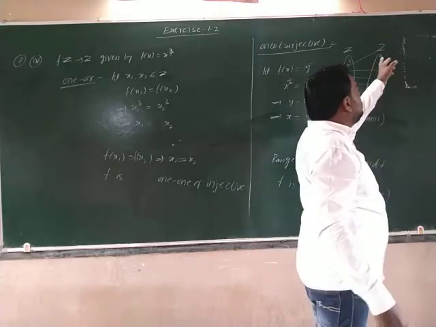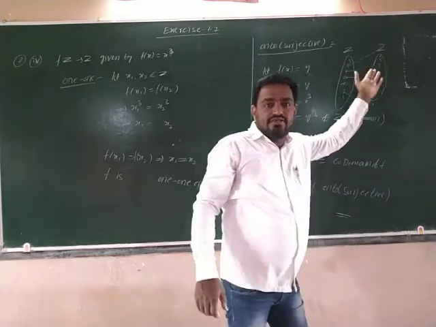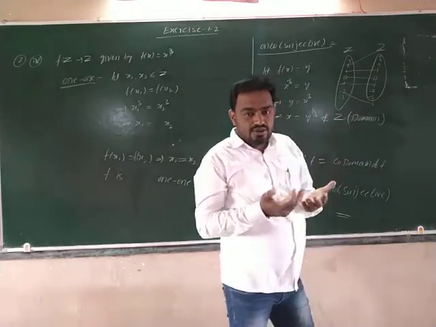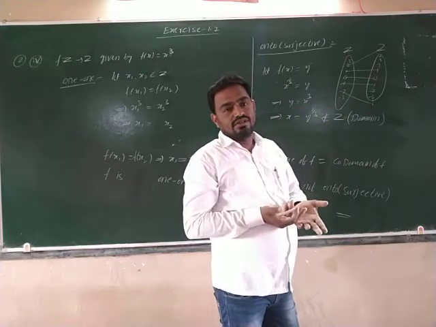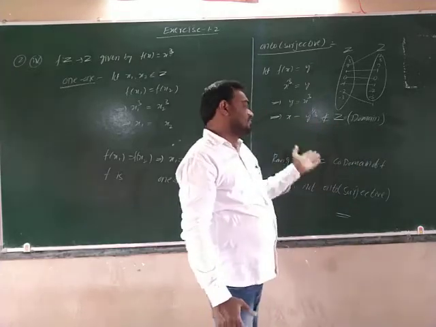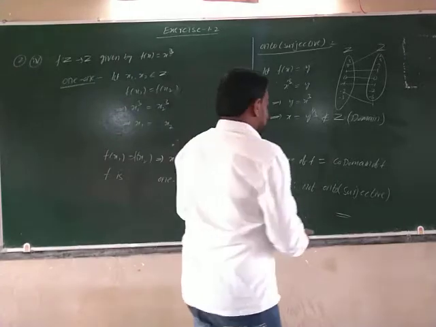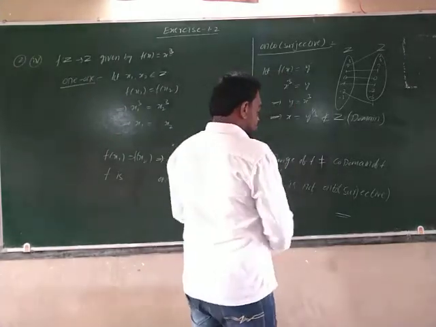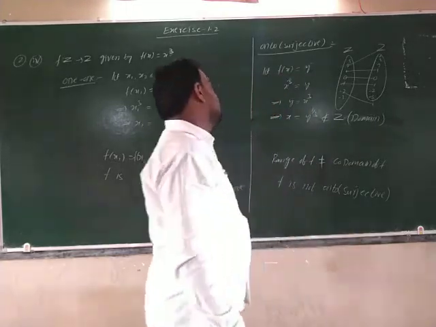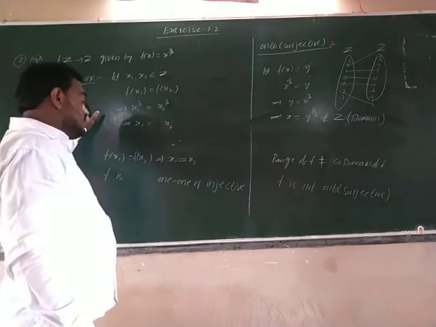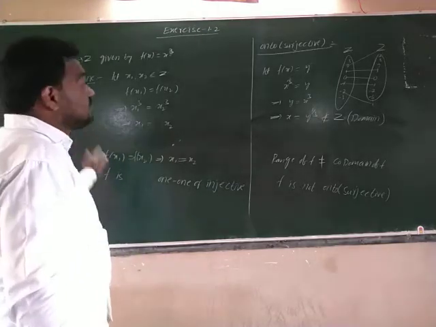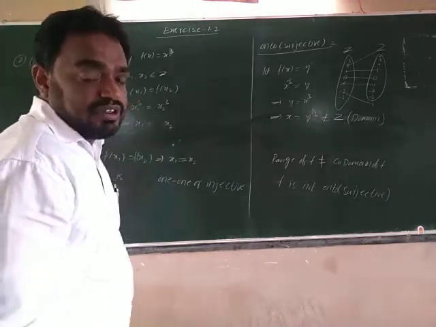What about these 2, 3, 4, 5, 6, 7, 8? These elements don't have any pre-image. For example, 2 is there in the codomain, but 2 doesn't have a pre-image. Is the range equal to the codomain? No, the range is not equal to the codomain. So the range of f is not equal to the codomain of f. Therefore, f is not onto. This is your answer: the given function f is injective but not surjective. This is question number 2.